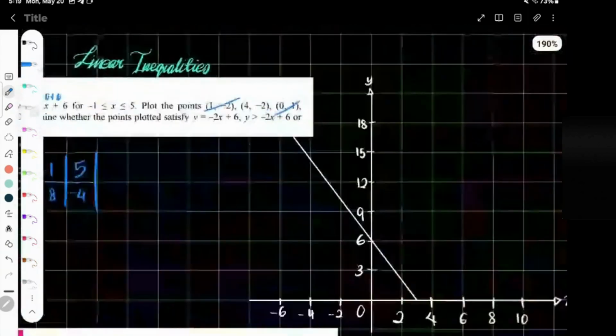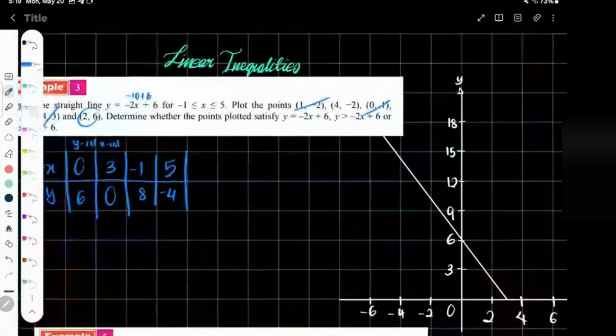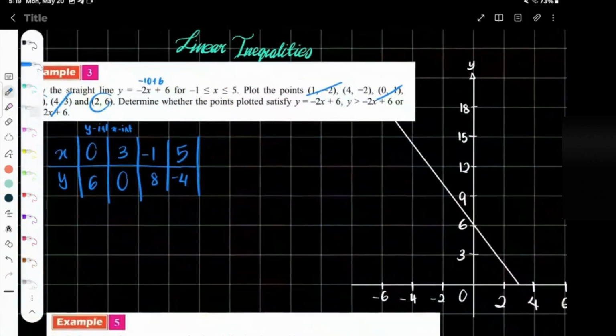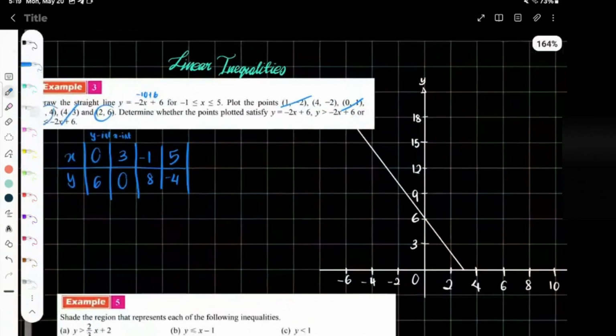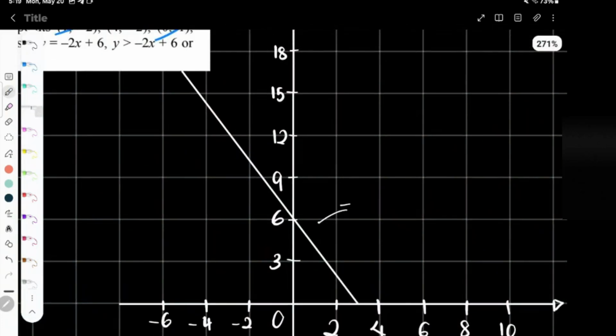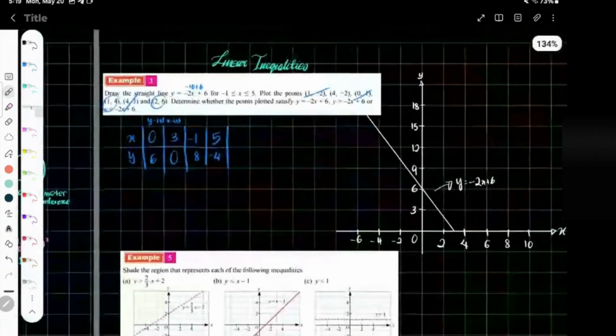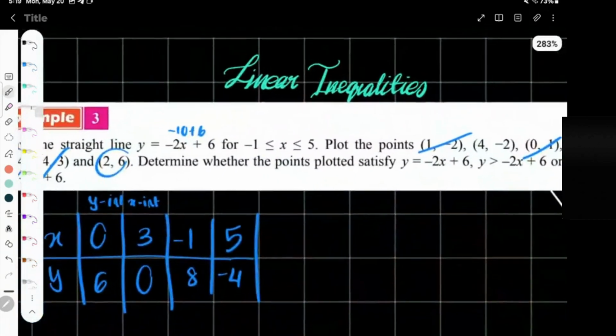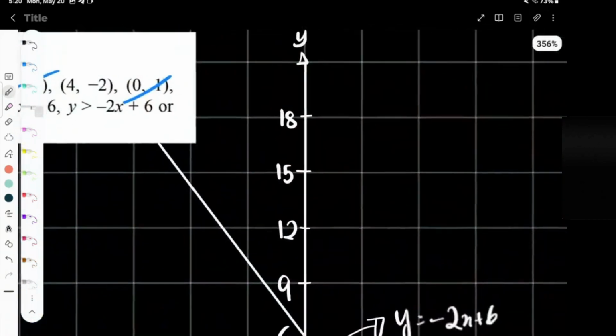So I already drew the graph. This is the graph basically. The graph here is for y equals negative 2x plus 6. Very simple graph actually. They ask you to plot the points here, so let's plot the points.